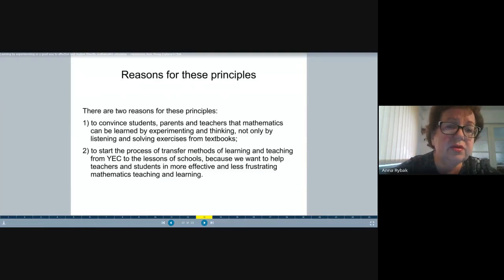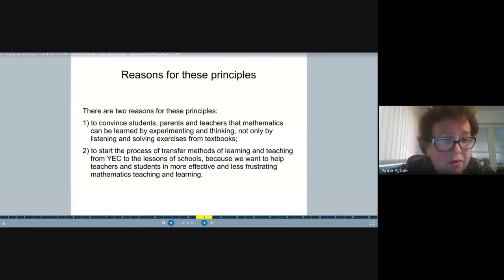And there are two reasons for these principles. I said already about this first reason, to convince students, parents, and teachers that mathematics can be learned by experimenting and thinking. Establishing these two clubs was some kind of answer to these problems with learning of mathematics that I listed on the first slides of my presentation.